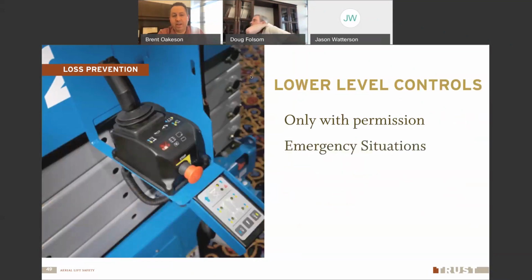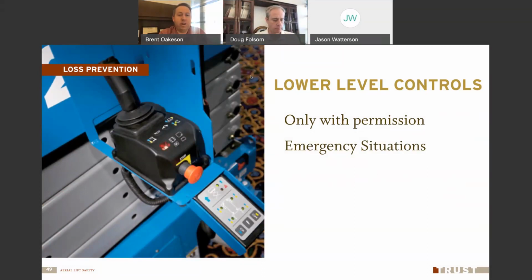Again, some equipment has lower level controls, and these are only to be used with permission of the operator. So if you have somebody that's in an aerial lift and they're up high in the air and their controls stop working, they have these controls down at the base of the equipment that you can use to get them back down to the bottom. But the key is that they can only be used in emergency situations and only with permission of the operator.